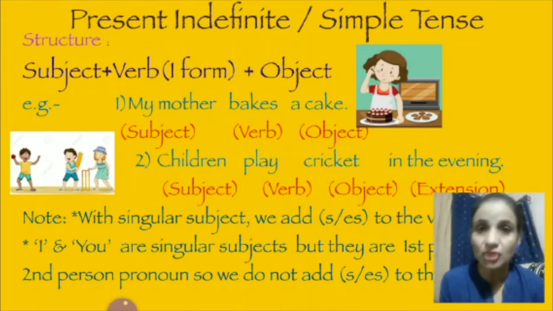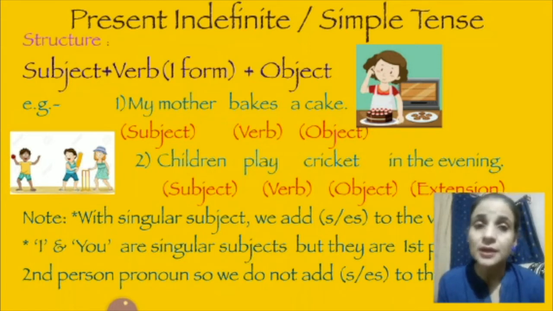When we talk about the structure of the sentences of this kind of tense, the structure is subject, verb used in first form, and object. This means we have to make a sentence by using this structure. For example, my mother bakes a cake. Here the subject is my mother, bakes is the verb, the action word, and a cake is an object which completes our sentence. Next example, children play cricket in the evening. Children is the subject, the verb is play, cricket is the object, and in the evening tells when the action happens.